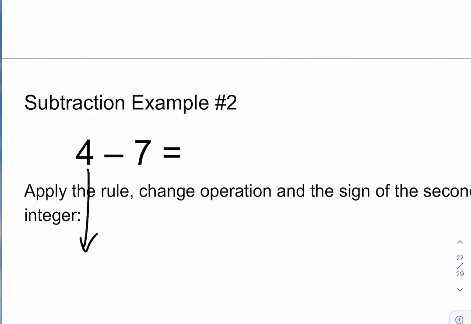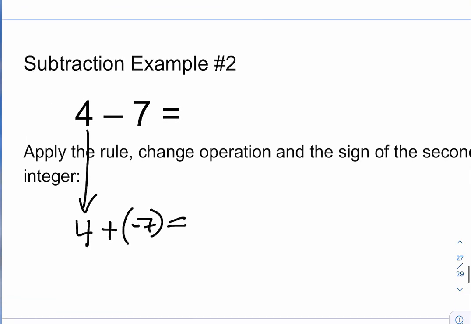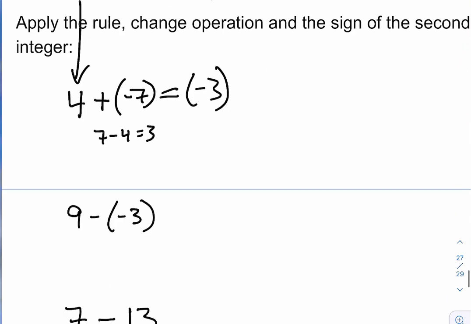Following the rules here, I'm going to keep the 4. I'm going to switch this to addition, and I'm going to change this integer to its opposite. Positive 7's opposite is negative 7. And now I'm going to solve this. On this one, the signs are different, so I subtract the smaller one from the larger one, and I keep the sign of the larger number, which is 7, so it's a negative 3. So negative 3 is my answer.